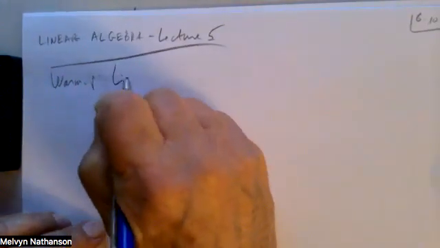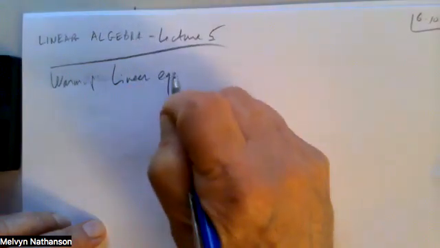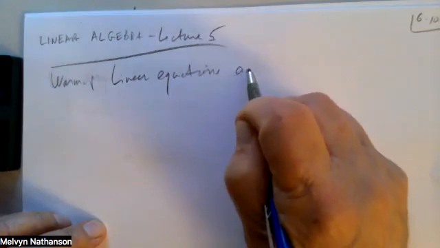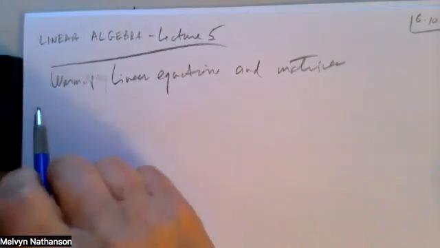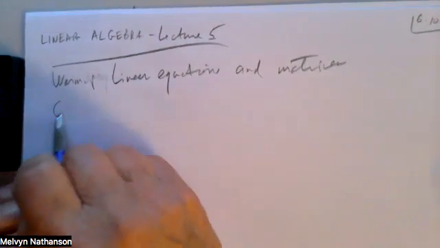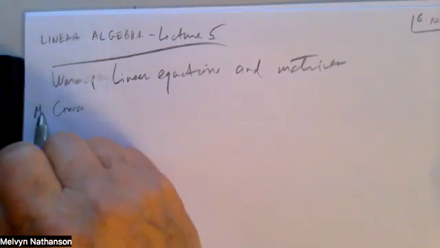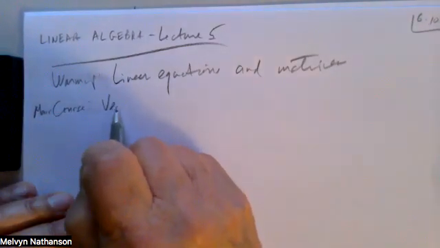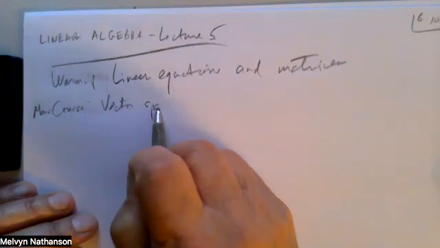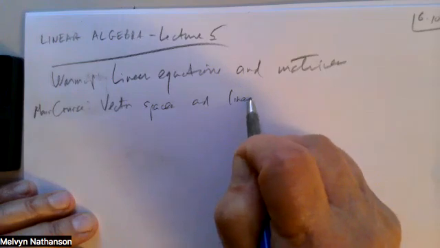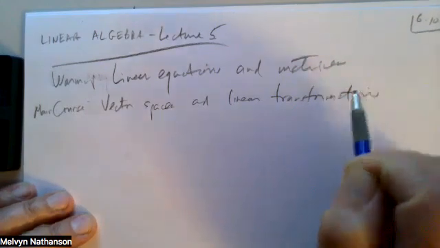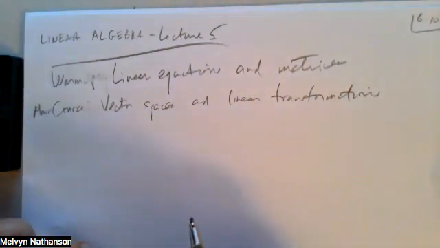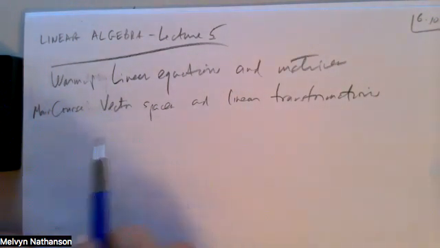The warm-up in linear algebra are linear equations and matrices, and the main subject of the course has to do with vector spaces and linear transformations. And the chapter on this, which I think is chapter 3, is posted on Blackboard in course material.